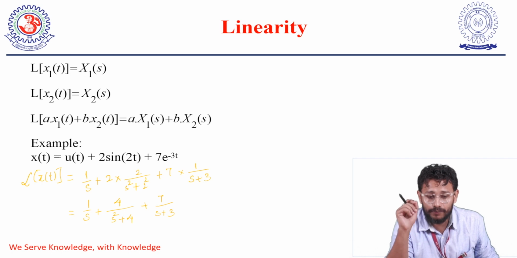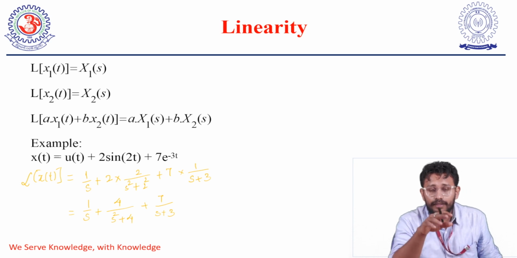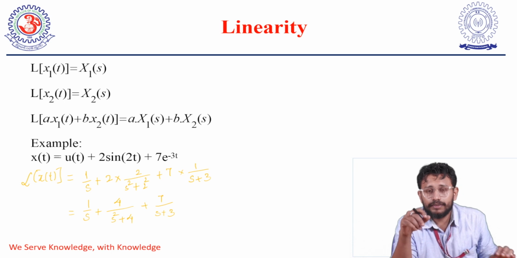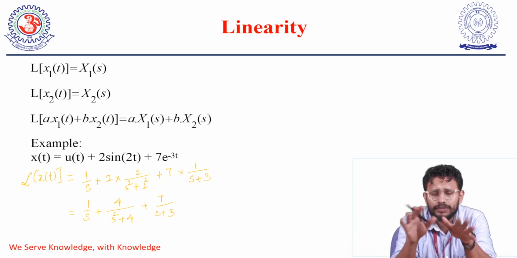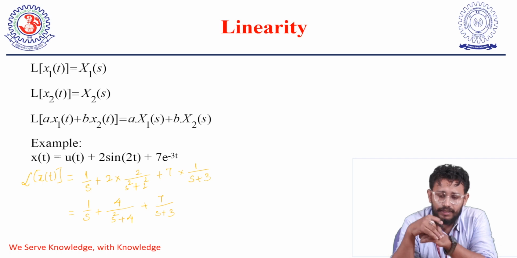These a and b, what we mentioned here in this expression, are constant terms. And if we add two or more signals, or two or more functions in the time domain, it will be similar to the addition of the functions in the S domain. That's what is basically meant here by linearity.